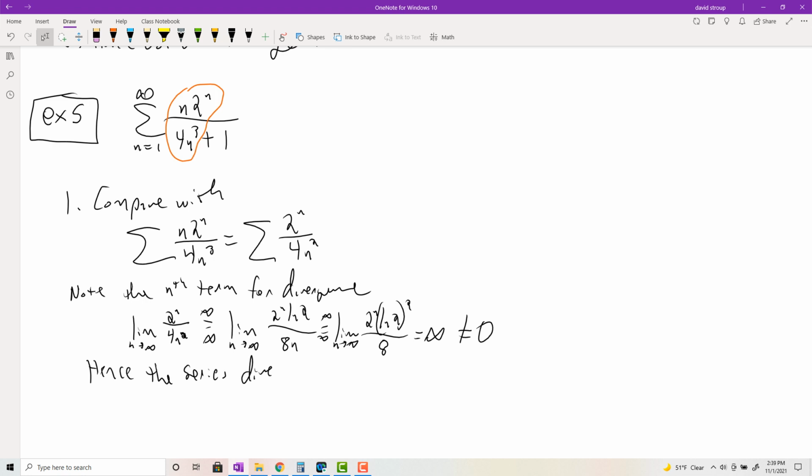Remember, if this limit does equal 0, it doesn't imply that the series converges. If you look at the limit of the terms of the harmonic series, which we know is divergent, the limit of that thing is equal to 0. So the nth term test for divergence there tells you nothing.